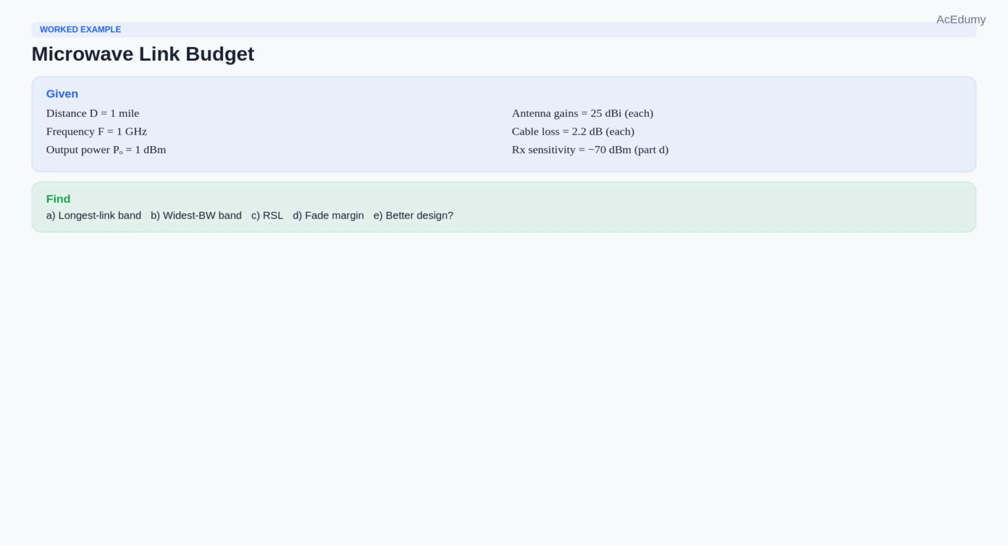We have 5 questions. Part A. Which frequency band would you choose for the longest possible link? Part B. Which band for the highest information bandwidth? Part C. Find the received signal level, or RSL. Part D. If the receiver sensitivity threshold is -70 decibel milliwatt, find the fade margin. Part E. Which is the better design? Part C or Part D?